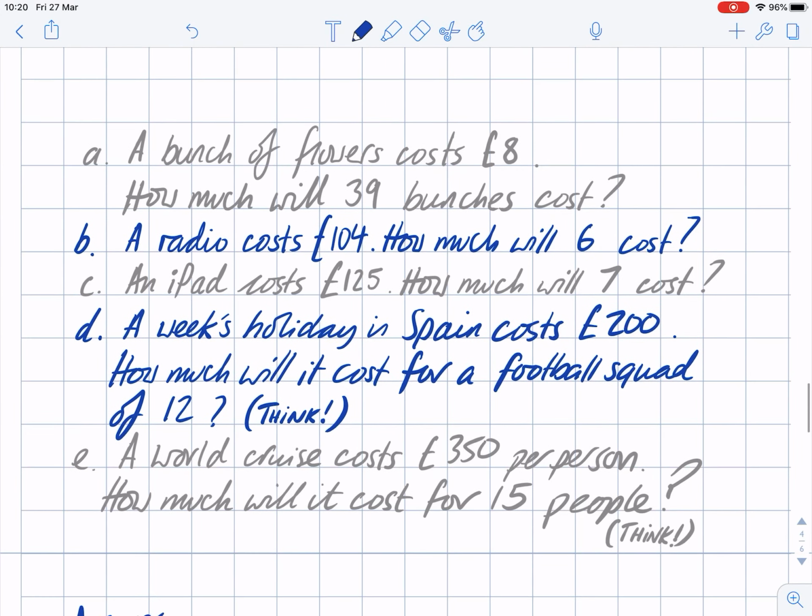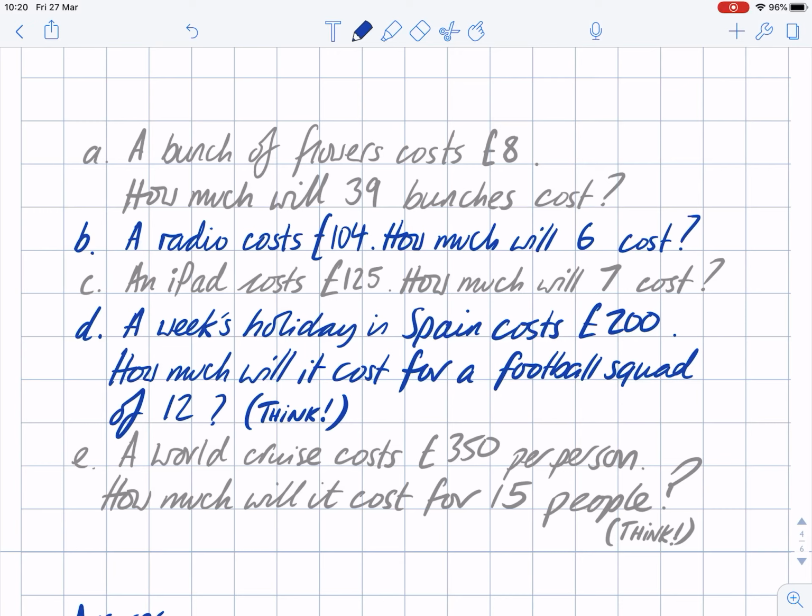Here are your problems. You've got 5 problems that I'd like you to do. The D and E, I've said think. And what I mean by that is they are using the methods that we have been using previously, but this time you're going to be multiplying by a 2-digit number. So the method I've shown you might not be applicable for those, but I guarantee if you think about what you do know and how you can use that information, you'll get the right answers.